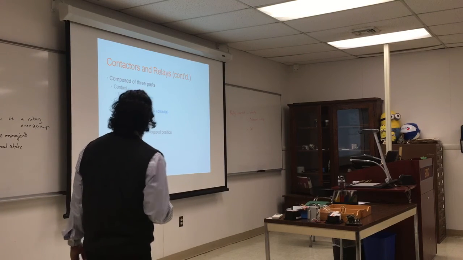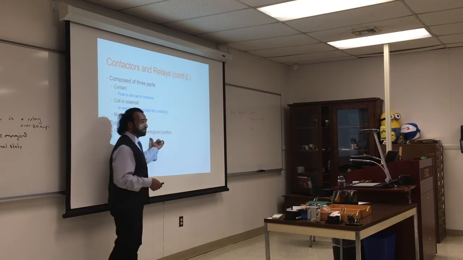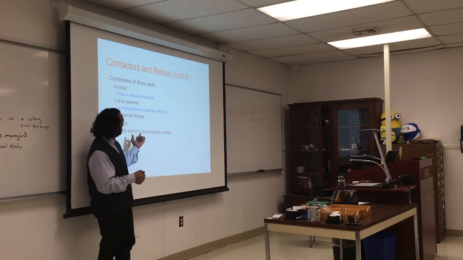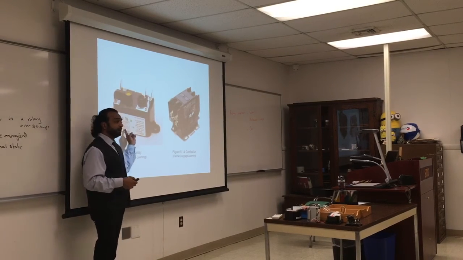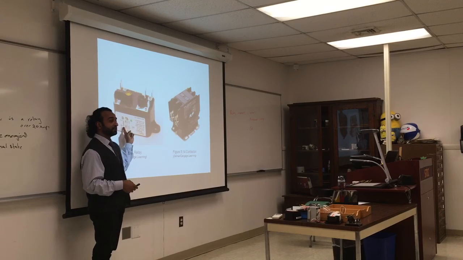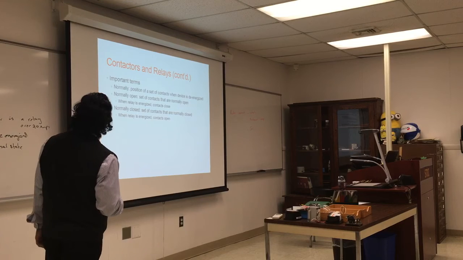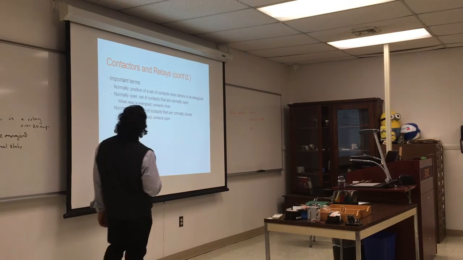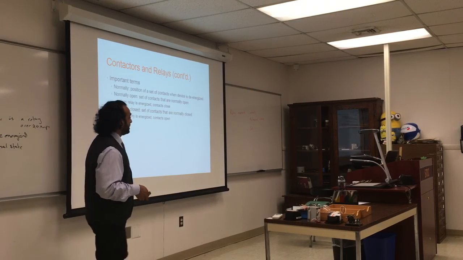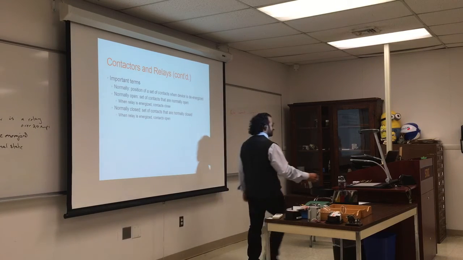Symbols are usually shown in the de-energized position. As we saw before, this is how it's connected in the de-energized position. Normally, that's the position of the contact when the device is de-energized.